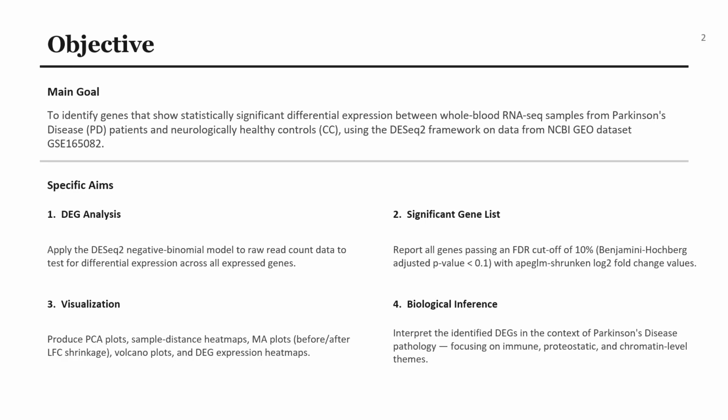In this project, our main goal was to identify statistically significant differentially expressed genes, or DEGs, between whole blood RNA samples of Parkinson's patients and neurologically healthy controls. To achieve this, we applied the DESeq2 negative binomial model to the raw read counts. We aim to report genes passing a 10% false discovery rate cutoff utilizing apeglm shrunken log2 fold changes. Finally, we visualized the data and interpreted these DEGs in the context of Parkinson's pathology.